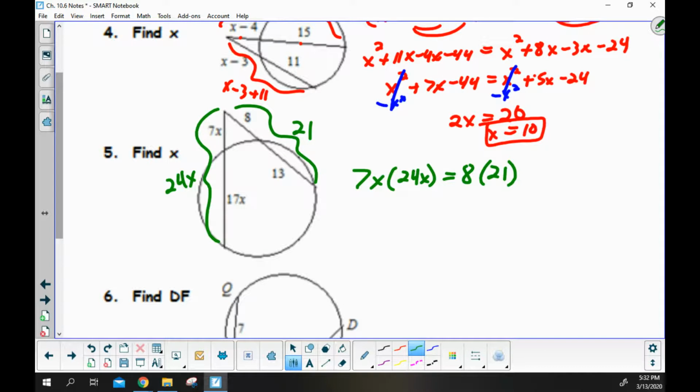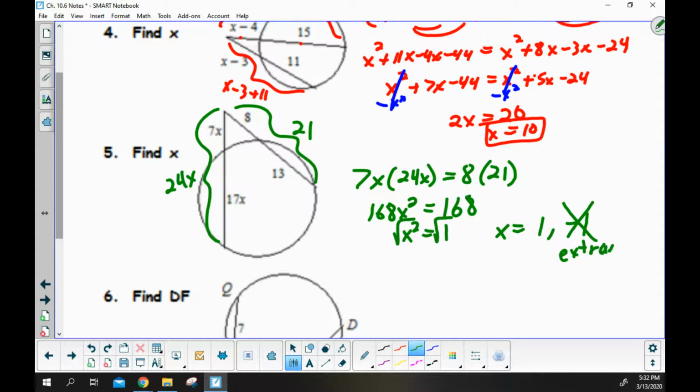Well, that's not too bad. It's numbers and numbers. So 7 times 24, that's 140 plus 28. That'd be 168x squared equals 8 times 21. That's 168. Oh, man. Lucky us. Divide by 168, you get x squared equals 1. Square root both sides, you get x equals 1 and negative 1. But again, we got to check our answers. We see x equals negative 1 is extraneous because we cannot have a negative distance. So x equals 1 is my only answer.